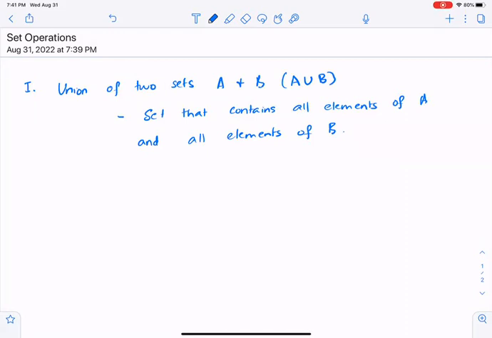Union is like addition in regular algebra. Union in set theory is like addition in regular algebra.